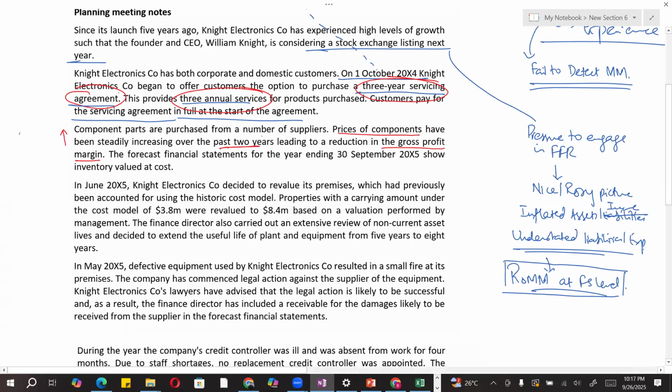If the component prices are going up, that means the cost might be increasing. But if the margins are suffering, then the selling price of the goods may be low. So there is a risk of inventory overvaluation. There is a risk of inventory overstatement if it is not written down to the lower of cost and net realizable value.